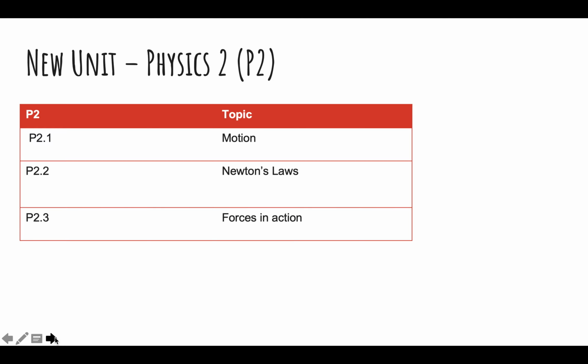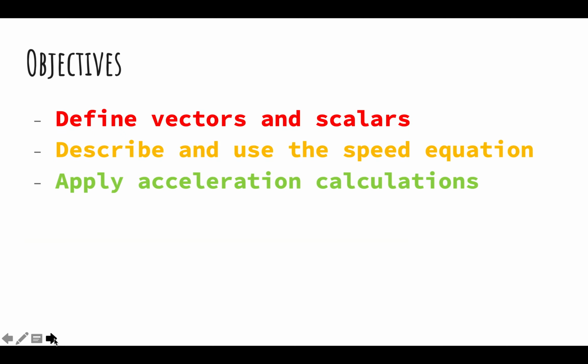So let's move on to what our objectives are going to be. We want to start off with a bit of terminology. What's a vector? What's a scalar? In this lesson, we're going to look at speed, velocity, acceleration. There are going to be some very famous equations that we need to memorize.